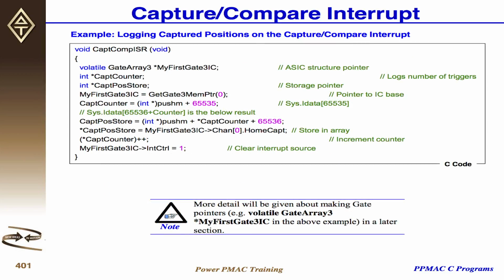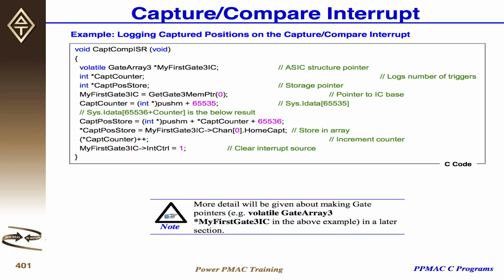So this is an example doing what you were asking about. Basically, we define your capture compare interrupt with void capcomp ISR void, and then inside here, we're making a pointer to the Gate3 IC. And we make some more pointers. One is cap counter and one is cap pause store. So cap counter will log the number of triggers that we experience, and cap pause store is a pointer we will use to index the user buffer and then log the captured positions in the array.